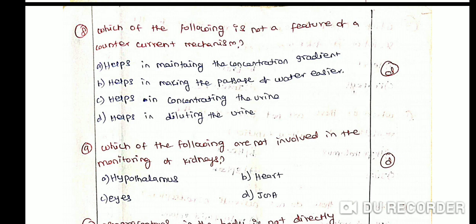Explanation: counter current mechanism helps to maintain a concentration gradient in the medullary interstitium. The presence of such a gradient helps in easy passage of water from the collecting tubules and therefore helps in concentrating the urine.